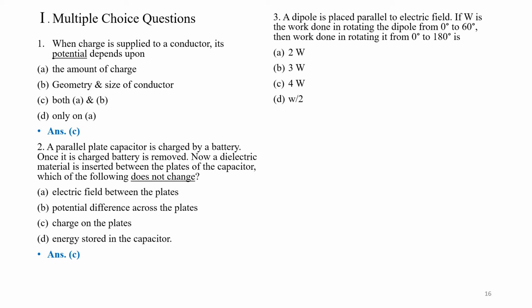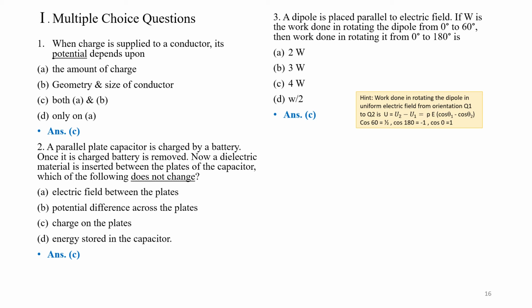U2 minus U1, that is pE(cos theta 1 minus cos theta 2). Therefore, here you have to put theta 1 as 0 and theta 2 as 60 and calculate. And then again in the second case, theta 1 is 0, you know already, and 180 degrees as theta 2, and find out the difference. You will know the difference, and it is 4W. That is option C.